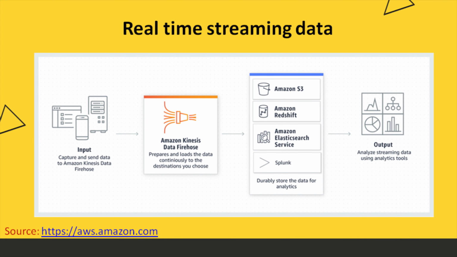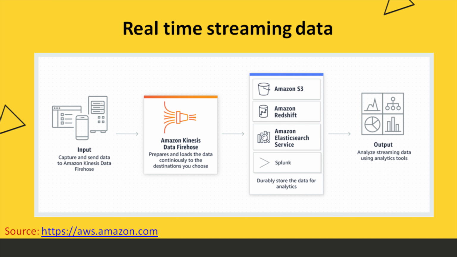For collecting data for real-time streaming, we can use Kinesis Data Firehose. With Firehose, you can reliably capture, transform, and load streaming data to various AWS data stores. For example, you can continuously store streaming data in S3, in Redshift and Splunk, and you can use your existing BI tools for real-time analytics of data streaming.